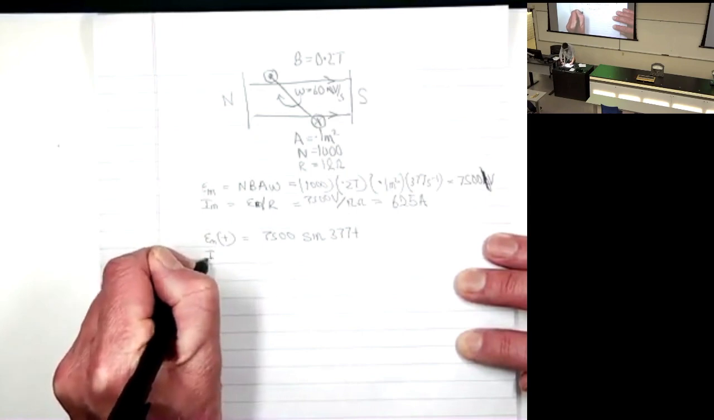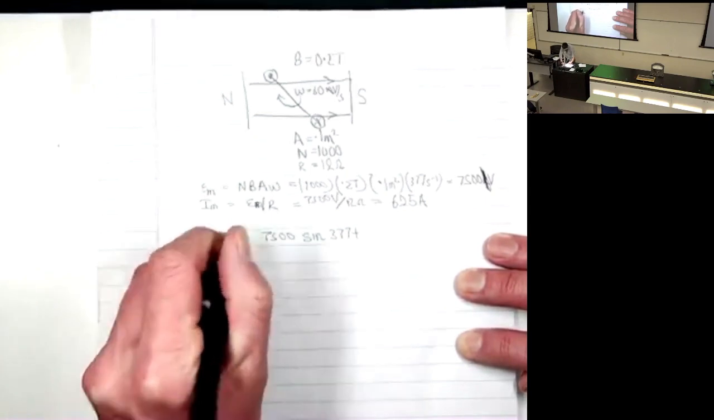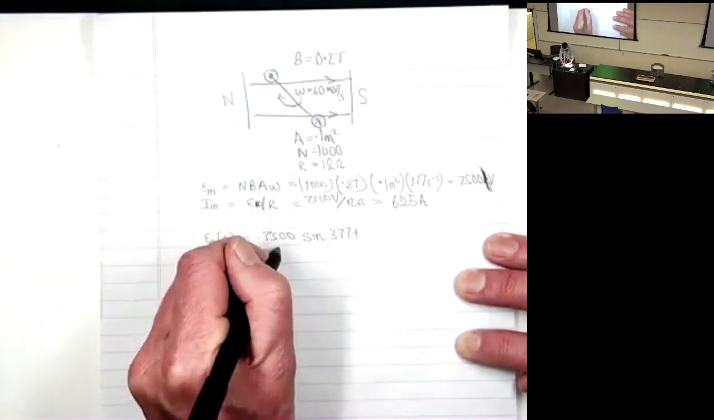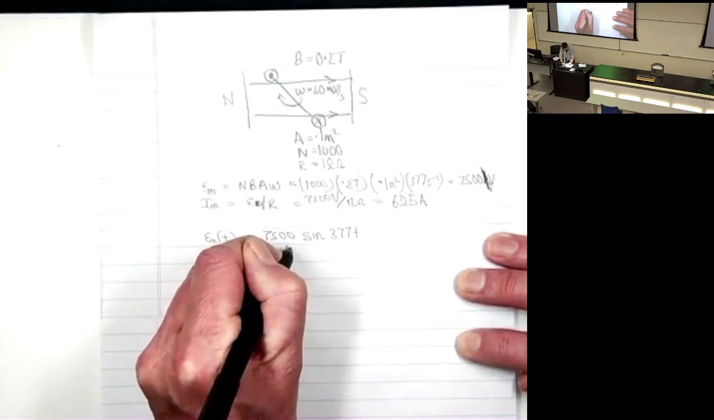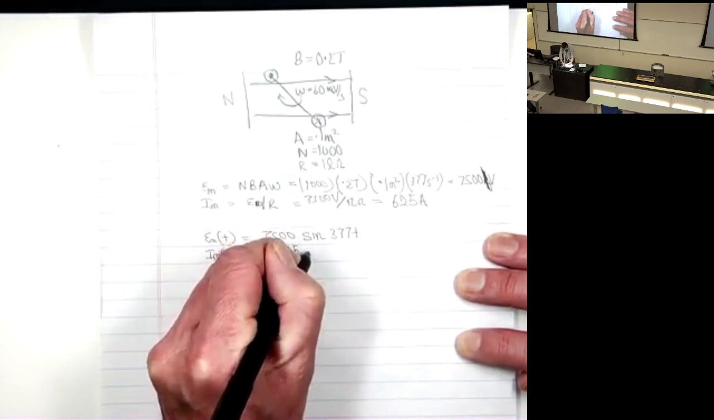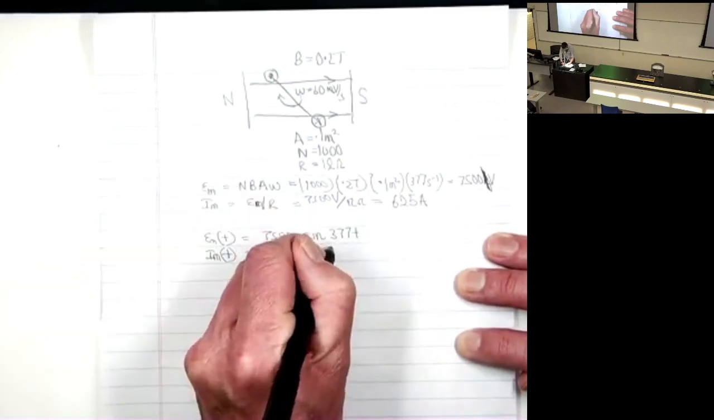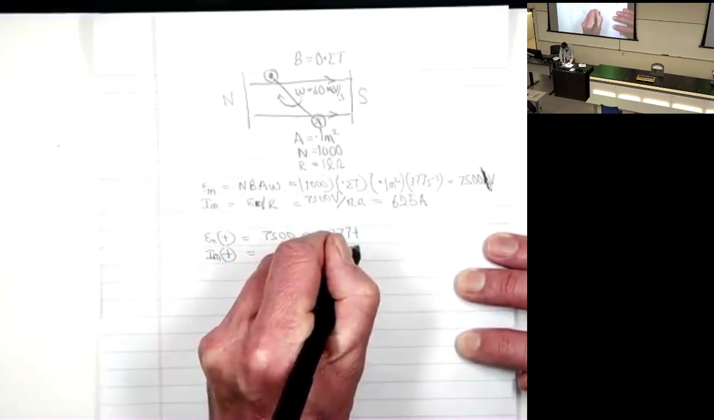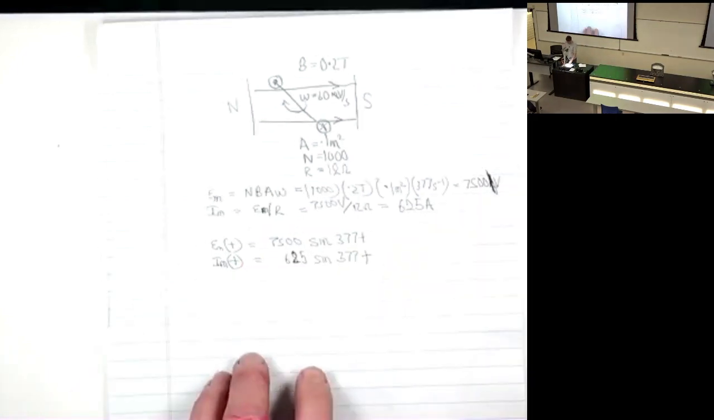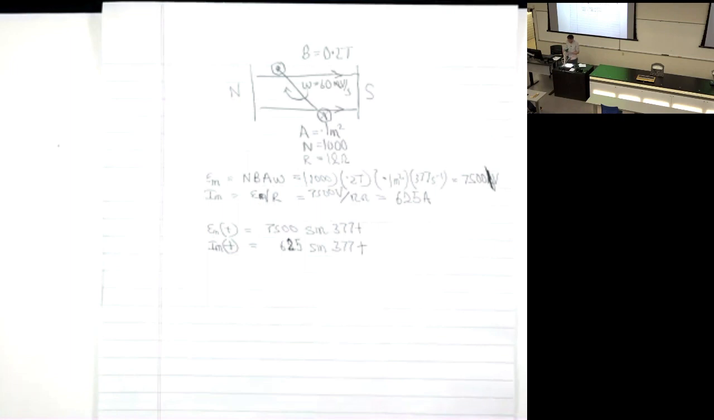I could do the same thing for the current. What's the current as a function of time? I would multiply the maximum current, 625, by again, sine of 377 times time. And so those are equations that describe the current and the EMF that's produced by the generator.